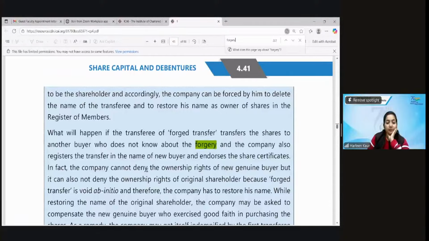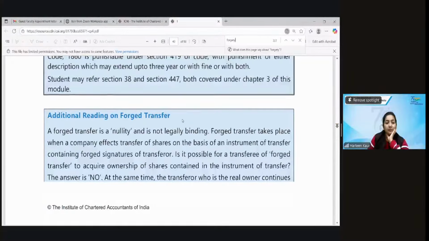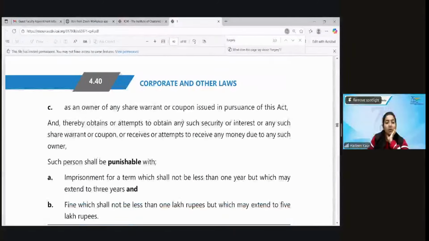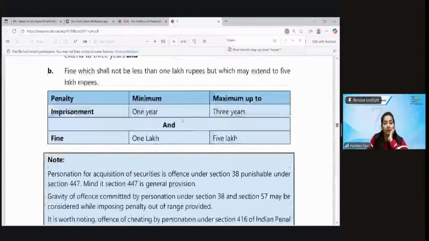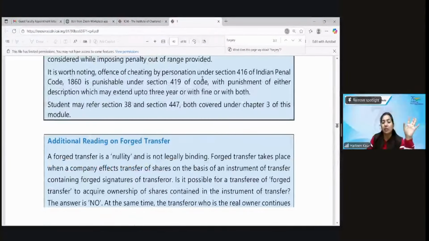Yeah, the name of the case. Now, what will happen if the transfer is done on forged documents? This is given on page number 4.40. Misrepresentation in acquisition of securities is an offense under section 38, which is punishable under 447. जो हमने previous chapter में पढ़ा था, section 34, 35 के बाद हमने 36, 37, 38 पढ़े थे. Similarly, any cheating done by personation again will be punishable under the Indian Penal Code also.